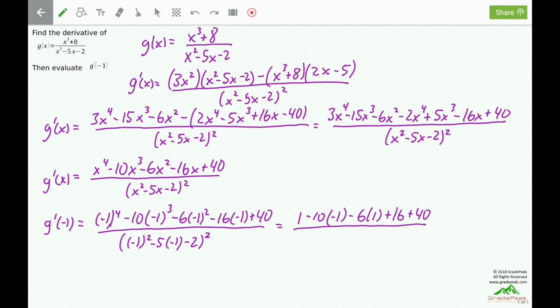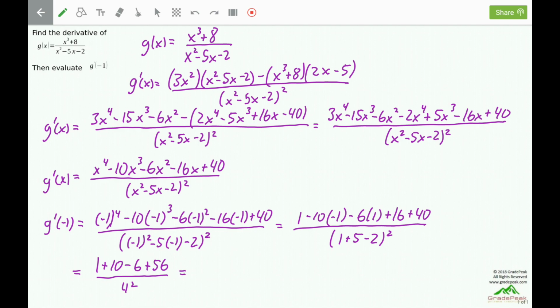All of this divided by a negative 1 squared, which is a 1, a negative 5 times a negative 1, which is a positive 5, and then minus a 2, all of that squared. So this is going to give us 1. A negative 1 times a negative 10 will be a positive 10. 1 plus 10. 1 times a negative 6 will give us a negative 6. We have a 16 plus a 40, that'll be a 56. All over 1 plus 5, which is 6, minus 2, which is a 4 squared.